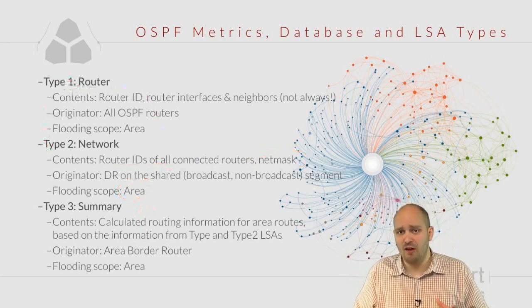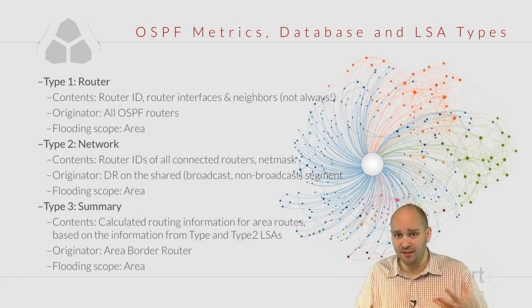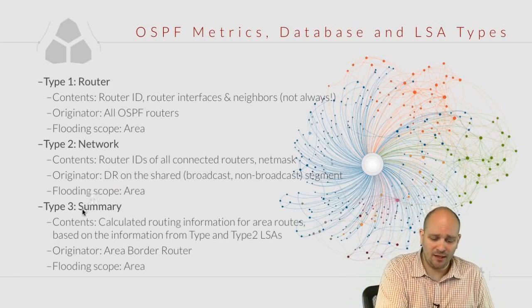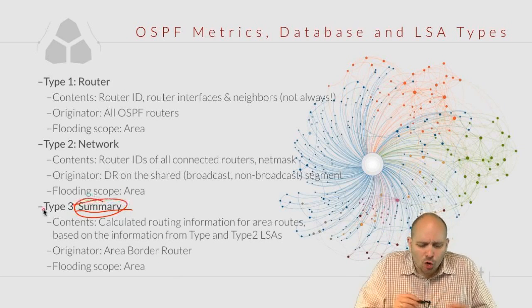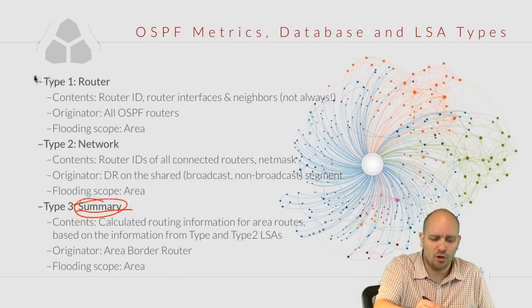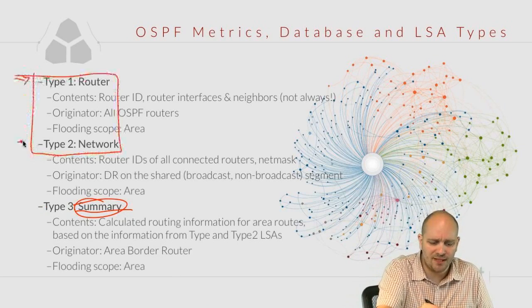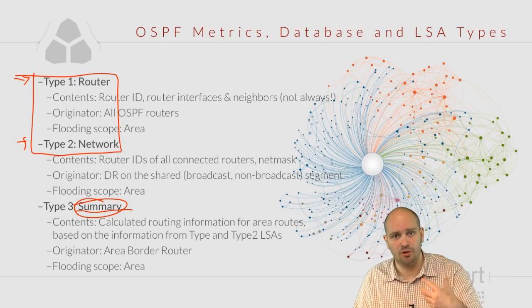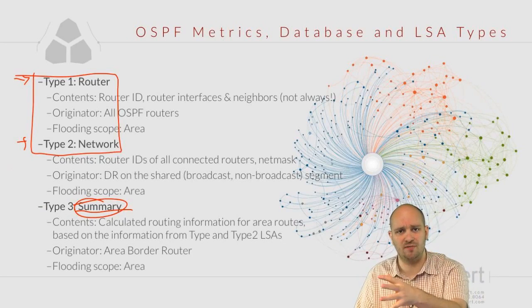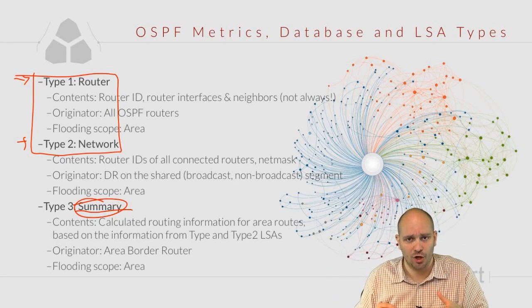Now, when we have information that needs to travel between the areas, when we want to provide the reachability between different areas, this information will be carried by summary LSAs. They're called summary LSAs because really what they are is summarized information from type 1 and type 2 LSAs. The ABR, the border router, will calculate the cost to reach individual networks, and it's going to summarize this information and advertise it into other areas.